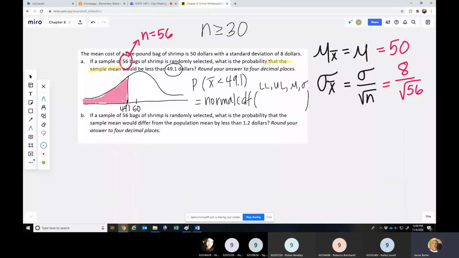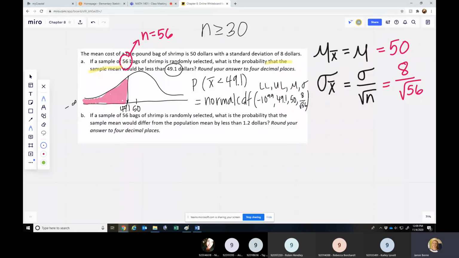Lower limit would be way out here, negative infinity. So it's like negative 10 to the 99. It's been so long since we've done this, it feels like. Upper limit of the shaded area would be 49.1. Our mean is right here, it's 50. Standard deviation is 8 over the square root of 56.